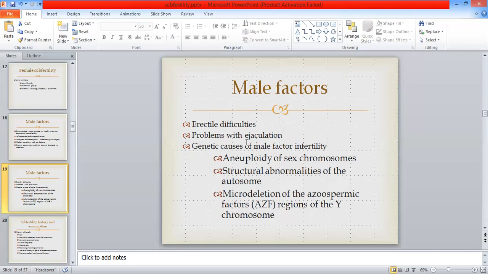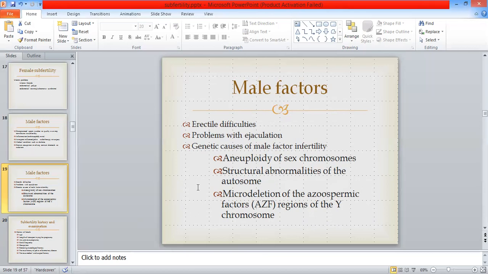And second thing is problems with ejaculation. These may be premature ejaculation, that ejaculation occurs very early, or some semen is ejaculated outside. So these partners are suffering from subfertility. And genetic causes are male factor infertility. Genetic causes of male infertility are aneuploidy of sex chromosomes, structural abnormality of the autosomes, like Klinefelter syndrome, and microdeletion of the azoospermic factor region of the Y chromosome. So these patients are suffering from subfertility.